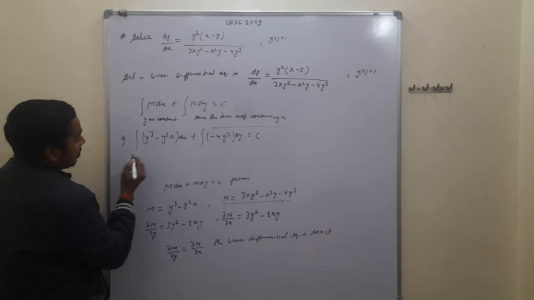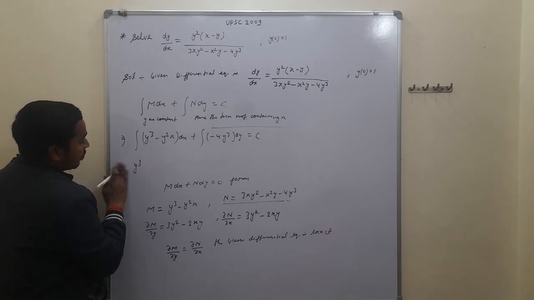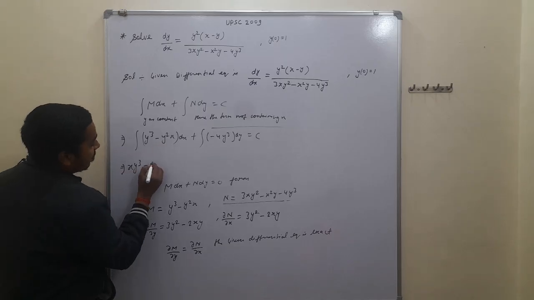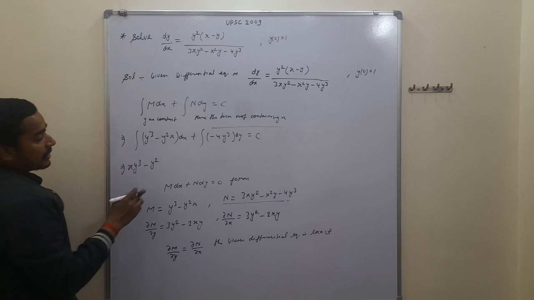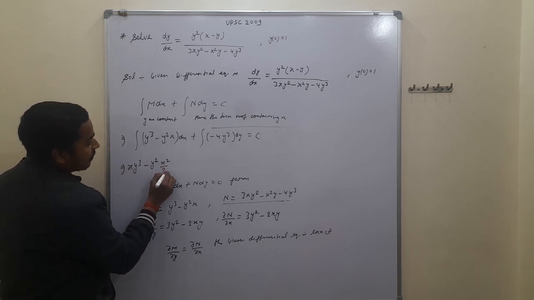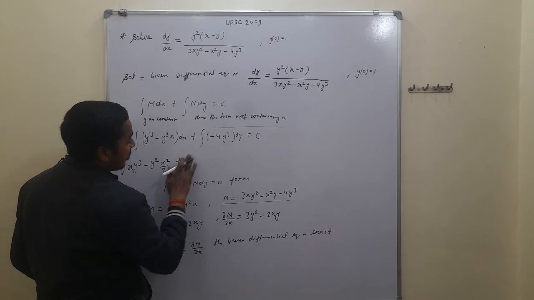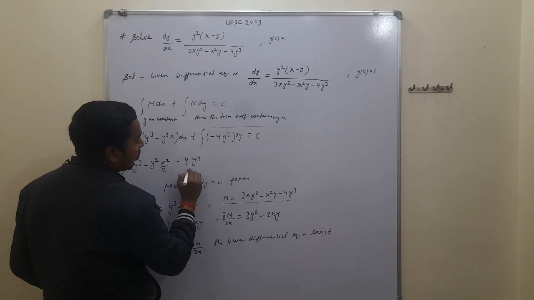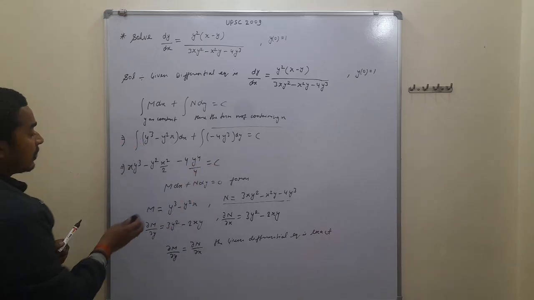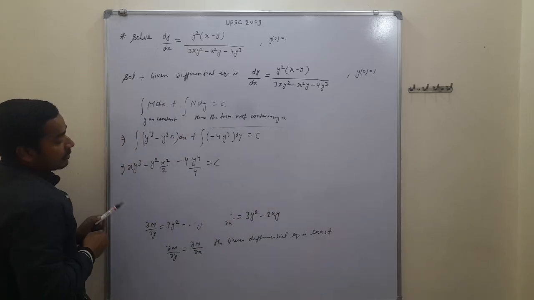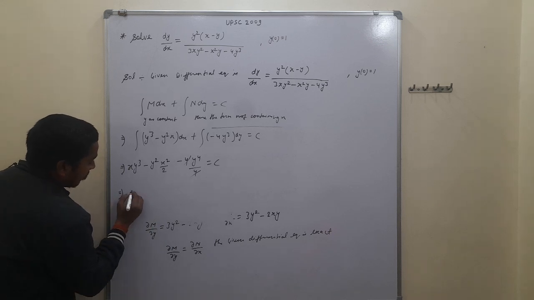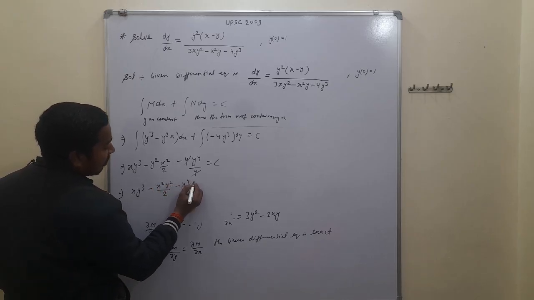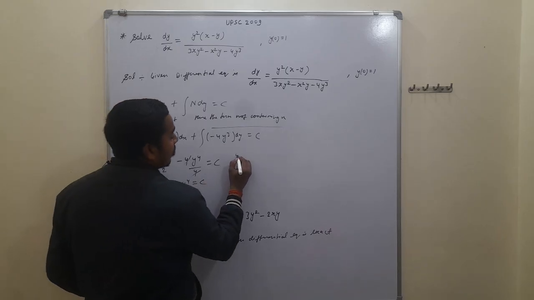On integration, y³ dx gives xy³, minus y² with x dx integrated, taking y as a constant, gives x²/2. Then we integrate −4y³ dy with respect to y, which gives y⁴/4. The 4 cancels out, and the remaining is xy³ − x²y²/2 − y⁴ = c. The condition is given: y(0) = 1.